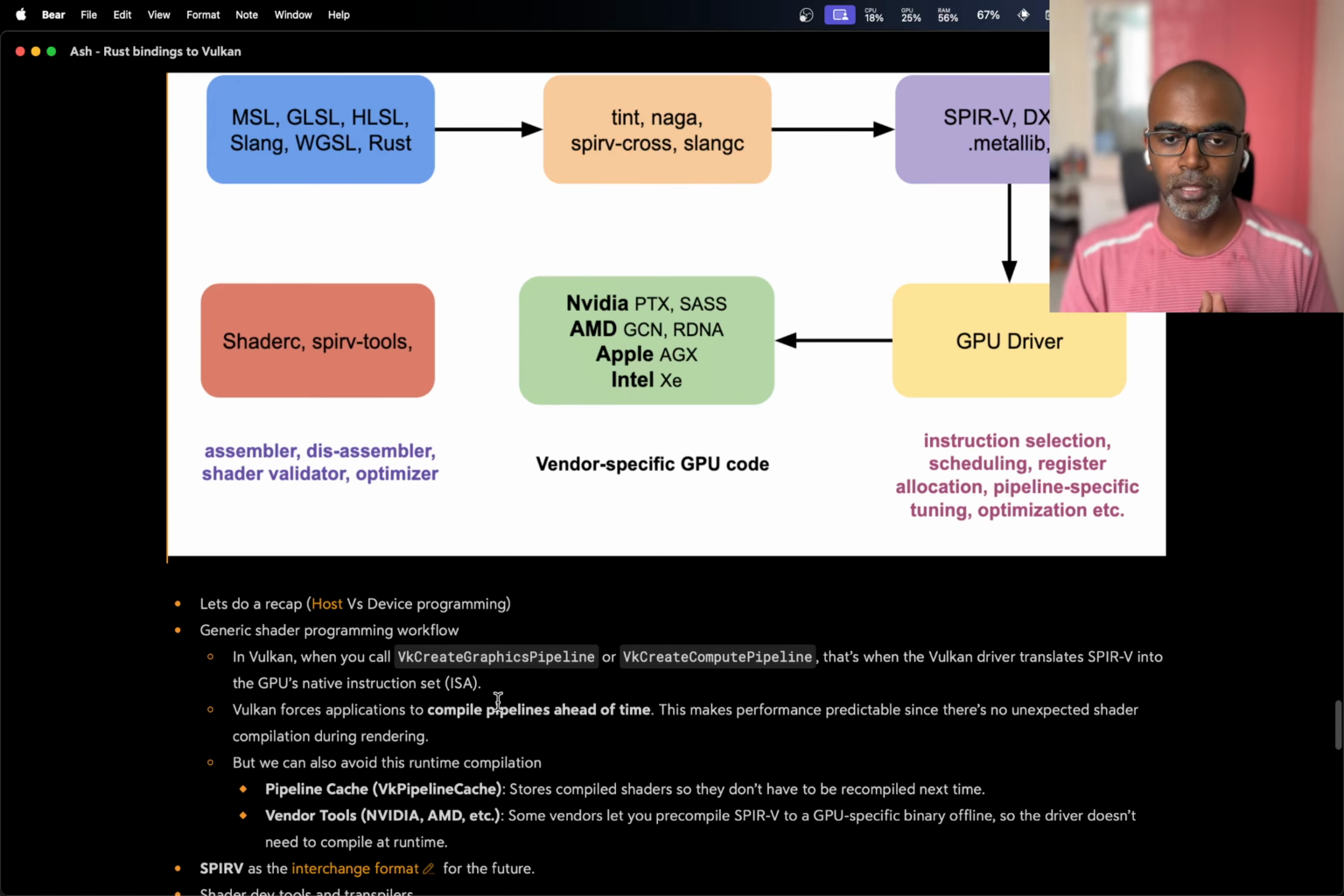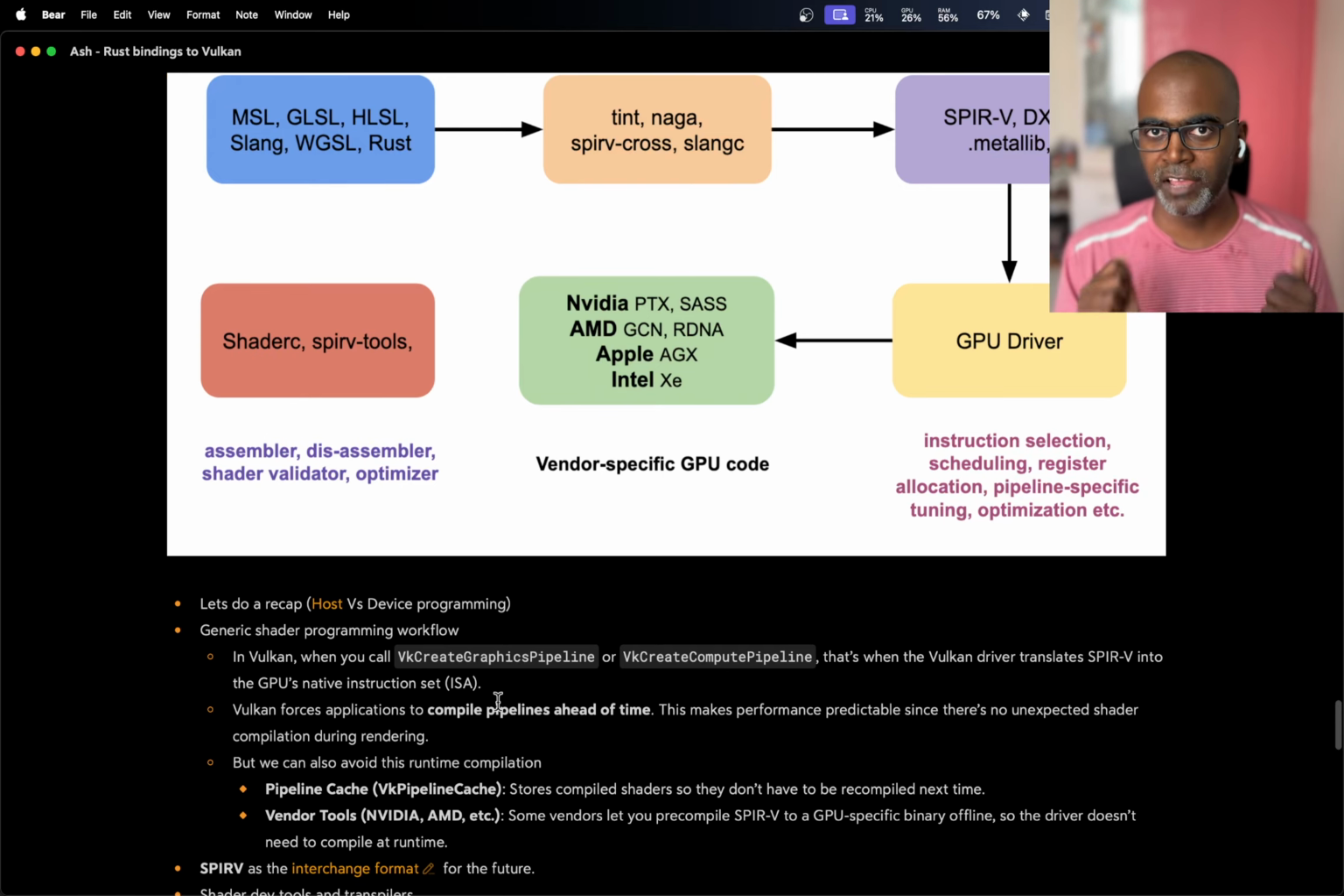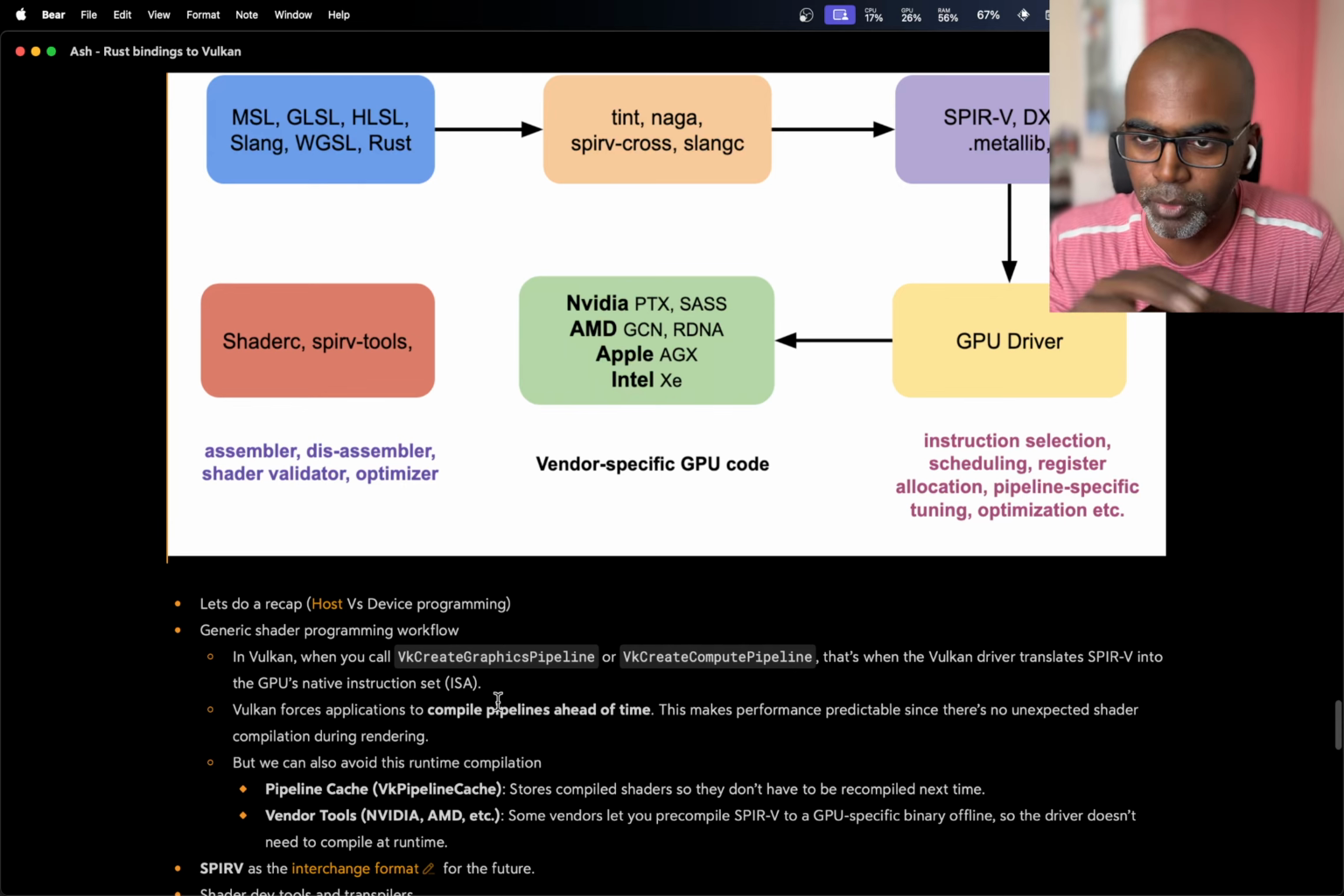But at least in Vulkan, you force applications to compile your pipelines and your shaders, etc., ahead of time, so that you have more predictable performance. You don't do unexpected shader compilation at render time, right? So that's a key point that I want to call out.